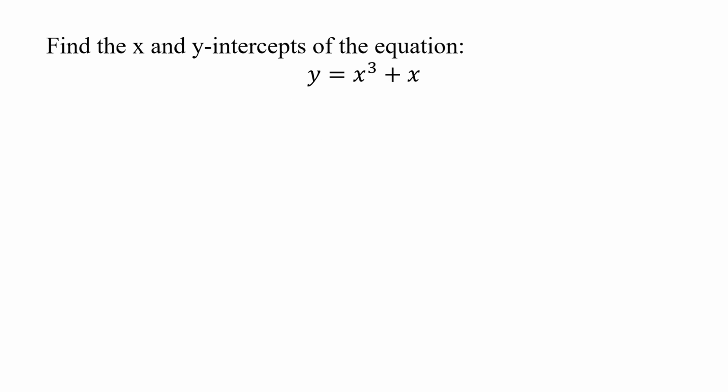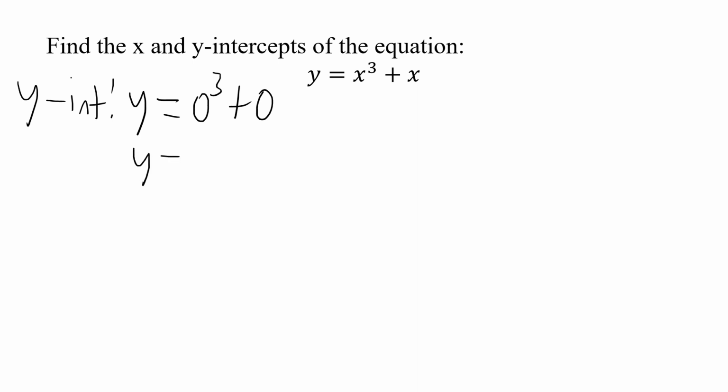All right, let's do it again. So let's find our y-intercept. To find our y-intercept, we make x 0. So y equals 0 cubed plus 0. 0 cubed is just 0. 0 plus 0 is just 0. So y equals 0. We have a y-intercept again at (0, 0).